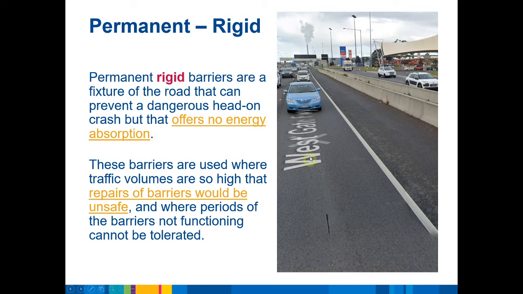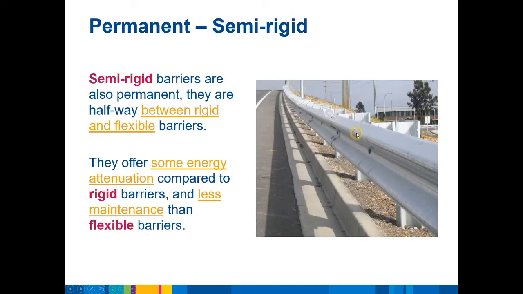So in this part of Melbourne, just on the Westgate Freeway, the volumes of traffic are so high that if we had to come out here once or twice a week to repair damage to a barrier, it would actually be more unsafe for the road workers fixing those barriers than it would be to permit vehicles to strike the barrier. So the barrier here prevents head-on crashes or sideswipe crashes, and it's a traffic control device. But we could not afford a flexible barrier here because the maintenance would just be too unreasonable.